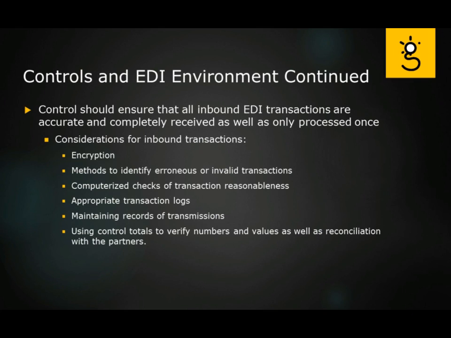Controls should ensure that all inbound EDI transactions are accurate and completely received, as well as making sure they're only processed once. Now, some of the considerations for the inbound transactions, of course, right at the top of the list, encryption, ways to identify erroneous or invalid transactions, hopefully a computerized check to look at the transaction's reasonableness, meaning does it look like it's within the bounds and scope of what I expect to see, appropriate transaction logs, especially good for reconciliation, maintaining records of the transmissions, and using control totals to verify the numbers and the values, as well as reconciliation with the partners.